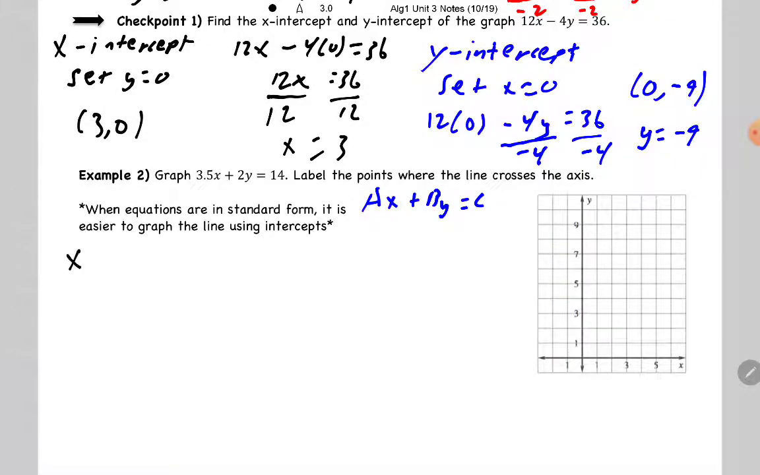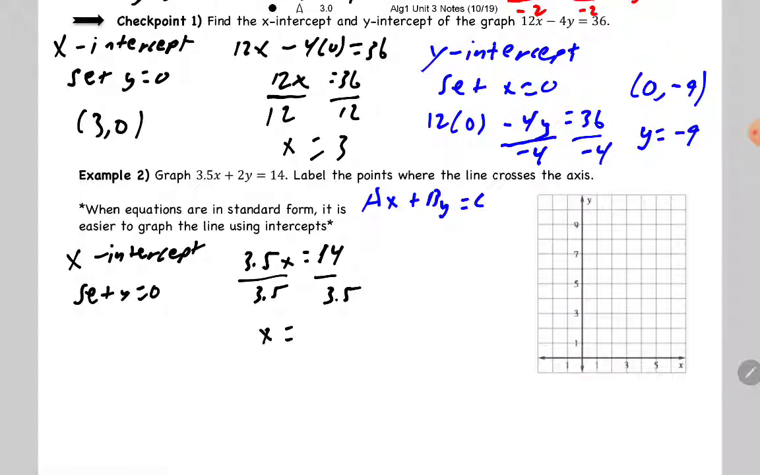So first we're going to find our x-intercept. So set y equal to 0. 3.5x equals 14. Divide by 3.5. And we get x equals 4. So this is at 4, 0. Let's go ahead and plot that. So 1, 2, 3, 4 on the x, and then make a dot.